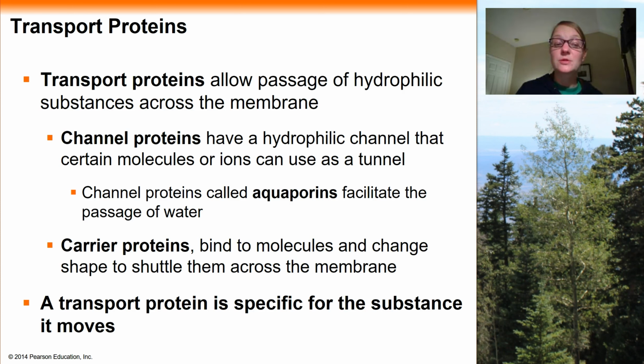The other kind of transport protein are carrier proteins. These guys actually bind to the molecules and they change shape a little bit as they pass those molecules across the membrane. So they kind of hug the substance that they're shuttling across, whereas the channel proteins are just essentially a tube or a channel for the substances to get across.